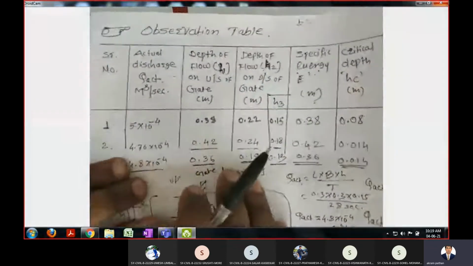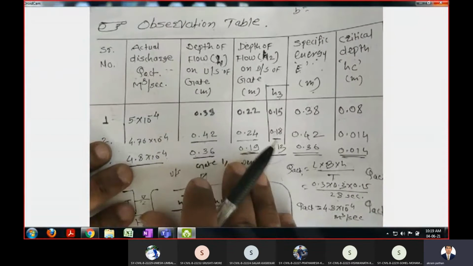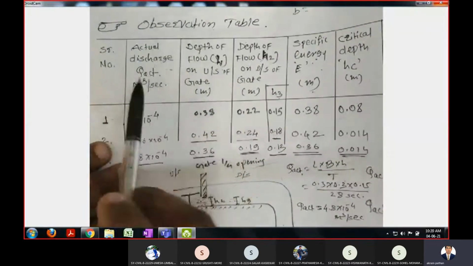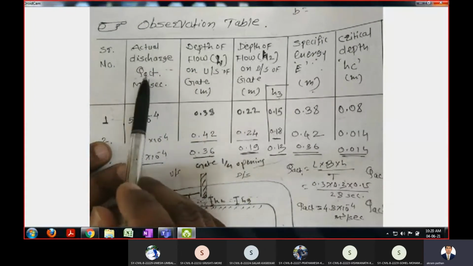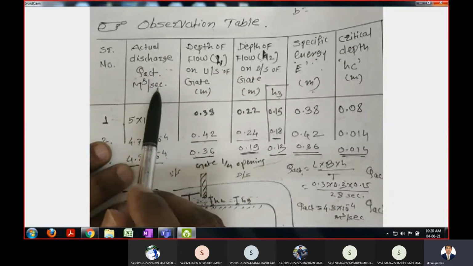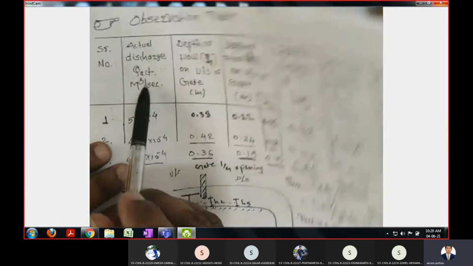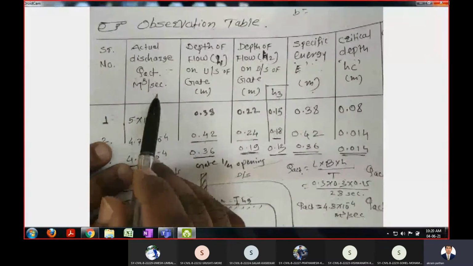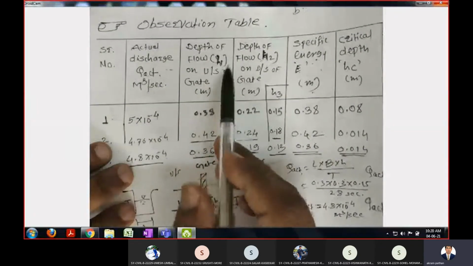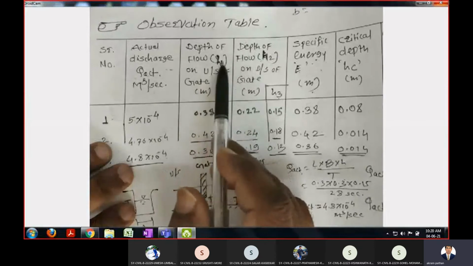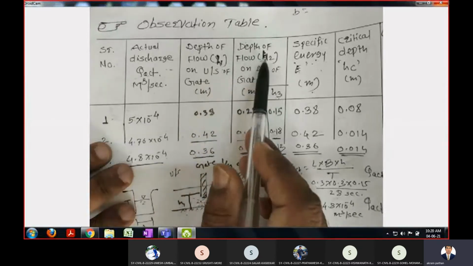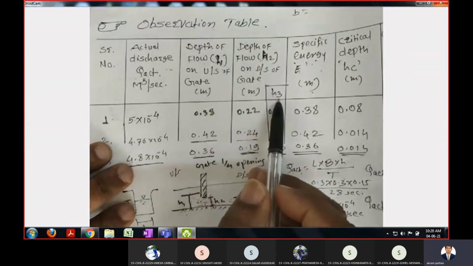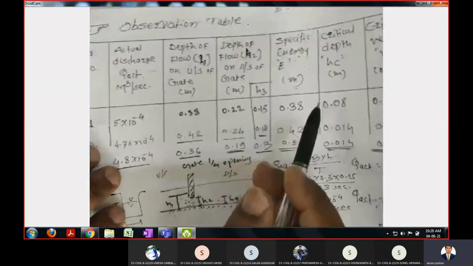In the observation table, if you see here, the first column is the serial number. The second column is actual discharge, that is Q actual in meter cube per second. What is this Q actual? That is how much discharge we have to release by opening the gate for the purpose of irrigation. Then we have to record the depth of the flow, that is H1, H2 and H3. These 3 depths we have to record for the 1/4 gate opening.